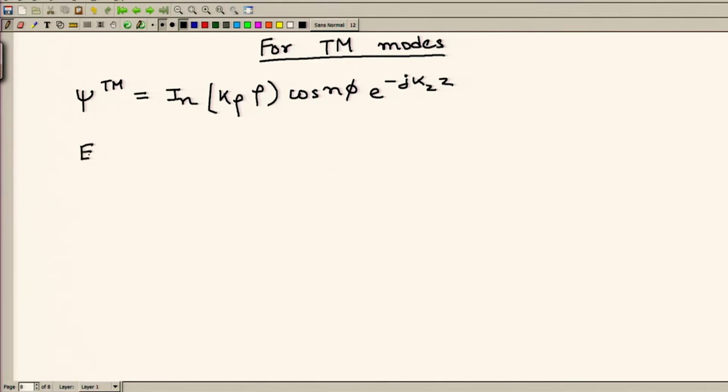Therefore, from the fields that we had previously, we found out that E rho is given by 1 upon y cap del square psi upon del rho del z. So, this will be 1 upon y cap del rho of. First, differentiation with respect to z.